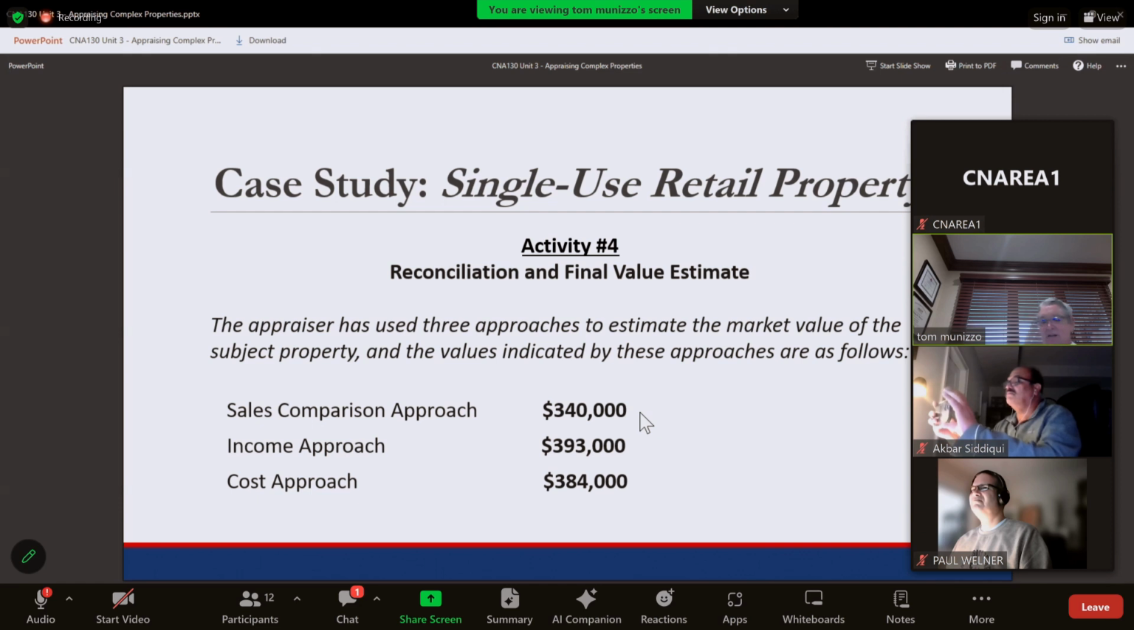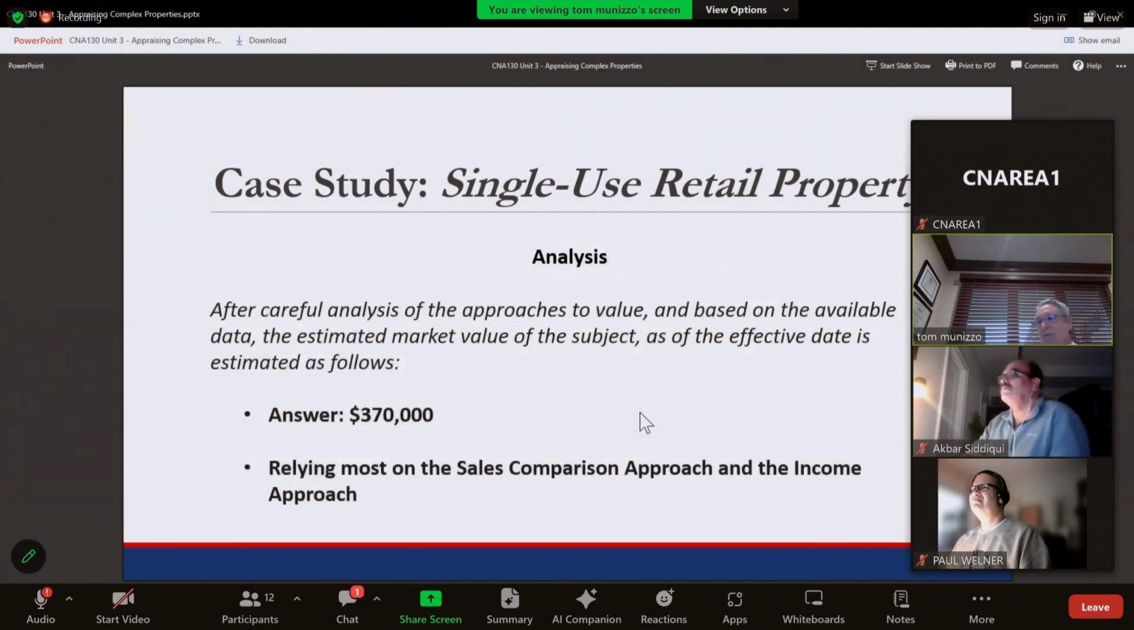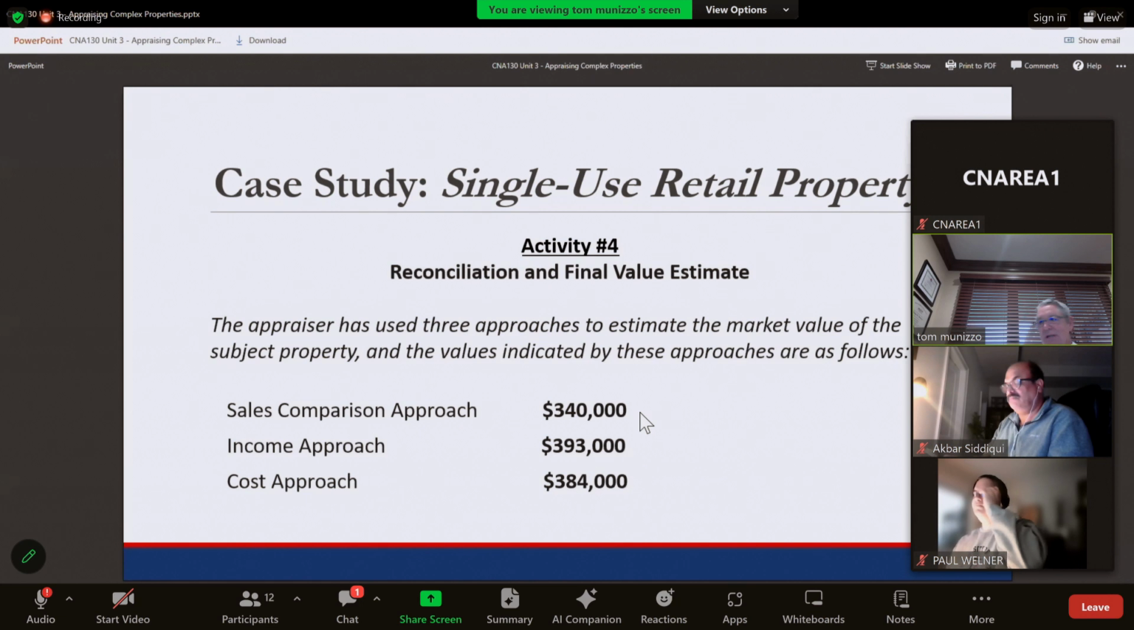Now we have to reconcile: what value are we going to come up with? What is carrying the most weight? What is our thought process here? Now they're saying, well, we kind of like 370 because we're relying on a sales comparison and an income approach. And if you look at it, you got 340 and you got 390, 70,000, 370. Not quite the median point.